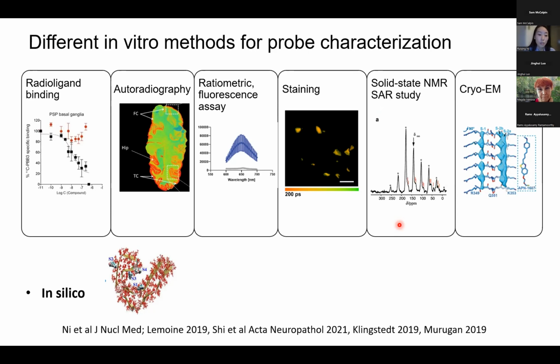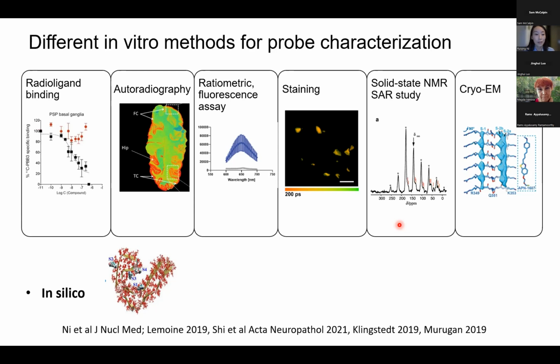In addition, in silico methods have been used to assess the binding sites of tau and amyloid-beta imaging tracers on the fibril. Actually, more than four binding sites have been characterized, and different tracers seem to bind preferentially to certain binding sites.